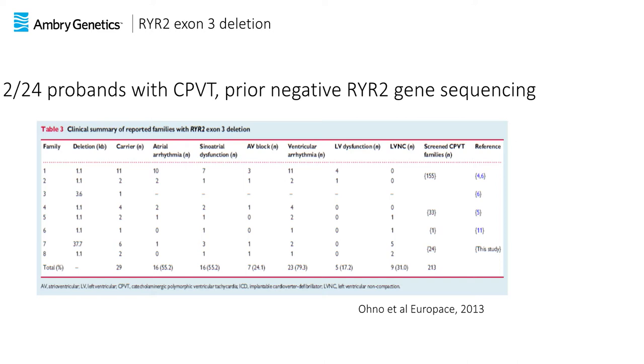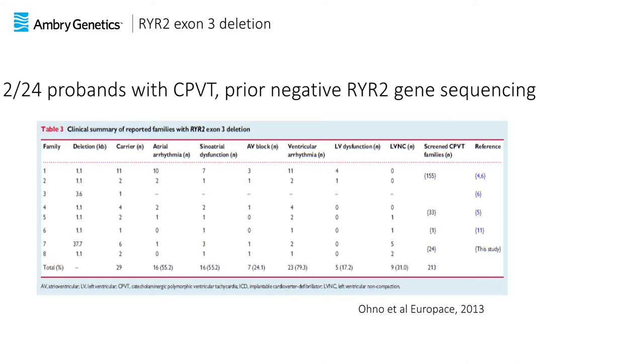What I wanted to point out here is that the presence of LV dysfunction was seen in around 17%, so certainly the vast majority of individuals had normal function. 30% had left ventricular non-compaction, 80% had ventricular arrhythmias, and 55% had atrial arrhythmias.